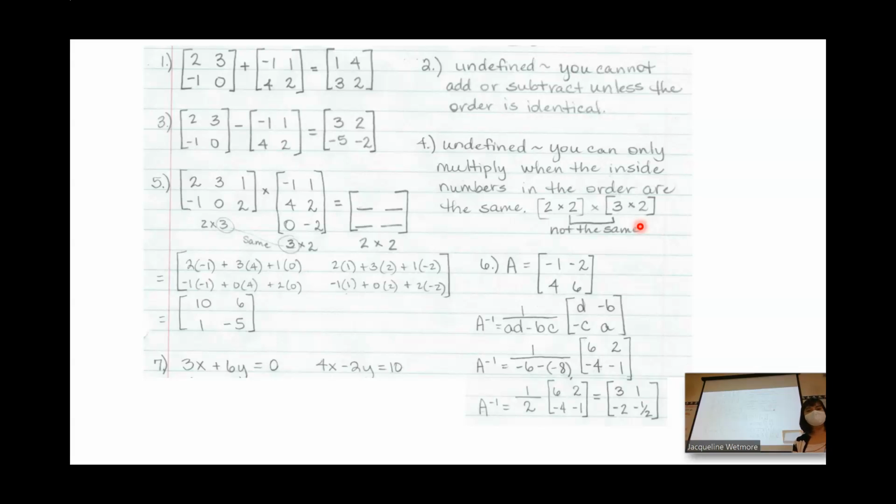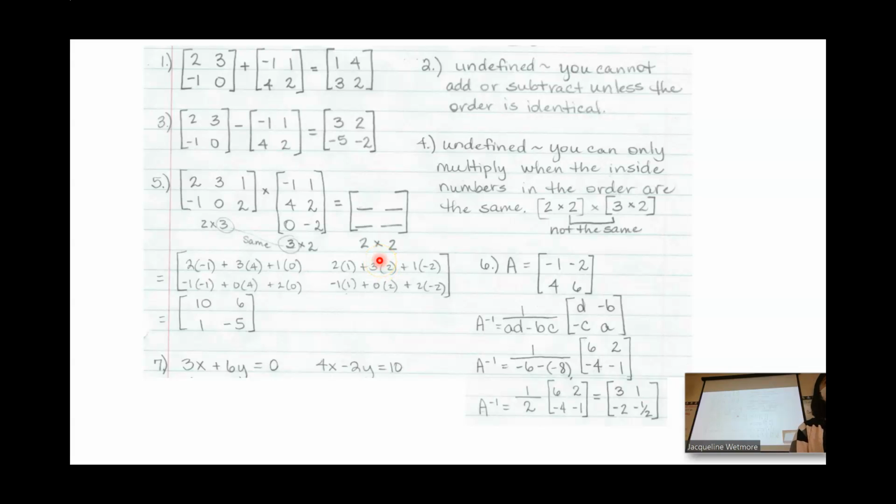All right. So then for number 5, I have a 2 by 3 and a 3 by 2. My inside numbers are the same. So I can multiply. What do the outside numbers in the order tell me? How I'm going to write my final answer. So the outside numbers, 2 and 2, tell me my answer is going to be a 2 by 2.